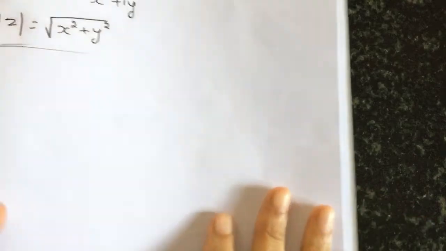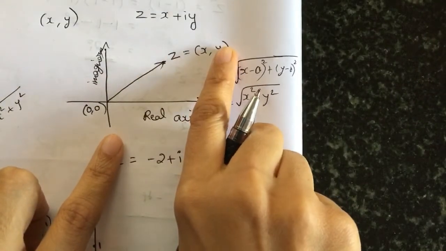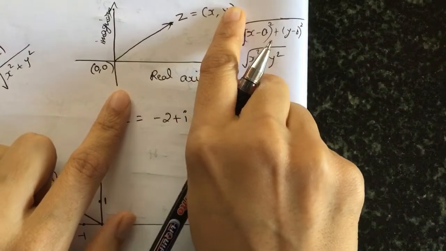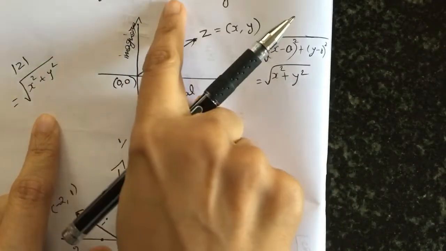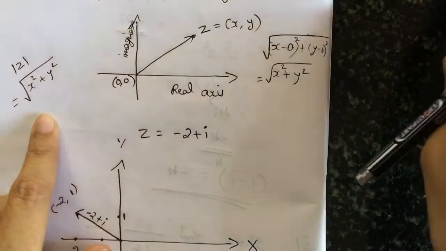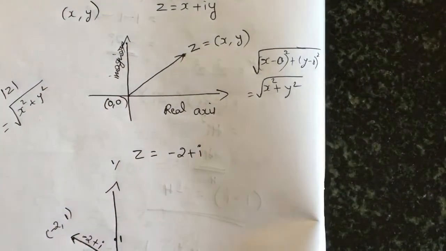So if suppose y is equal to 0, then it reduces to the usual absolute value. When y is 0, the absolute value of z is nothing but x only, right? It's on the real number system.